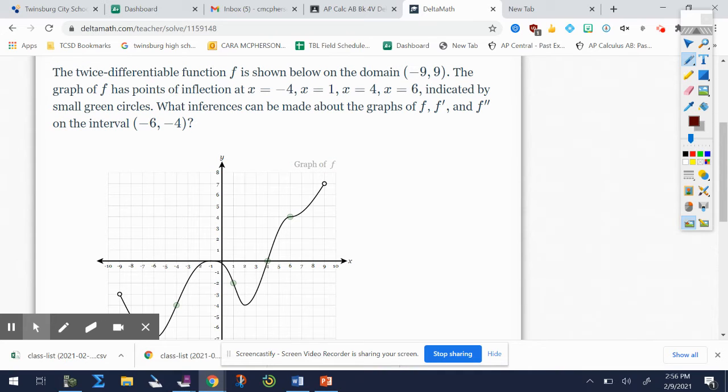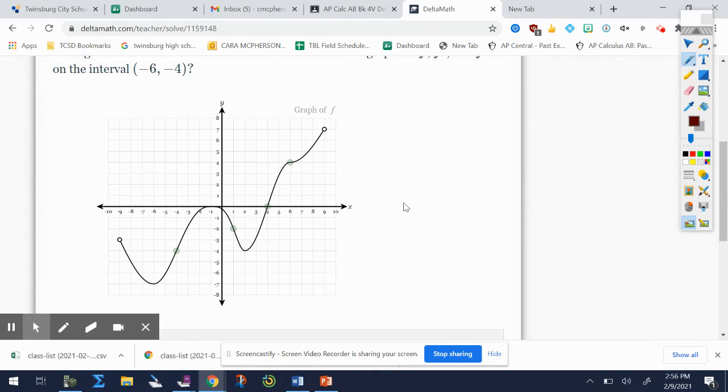They will give you questions where they ask you to infer different things about functions based on a graph that's given. So in this particular one, they give you a graph of f. They do tell you where the points of inflection are, which is great because it's so hard to see points of inflection. And then they want to know what can you figure out about the interval from -6 to -4. So -6 to -4 is this little swatch right here. You might want to highlight it or make a little mark around that.